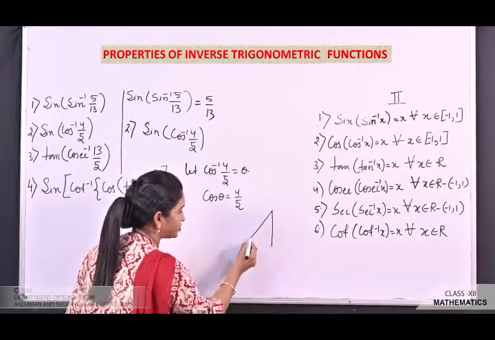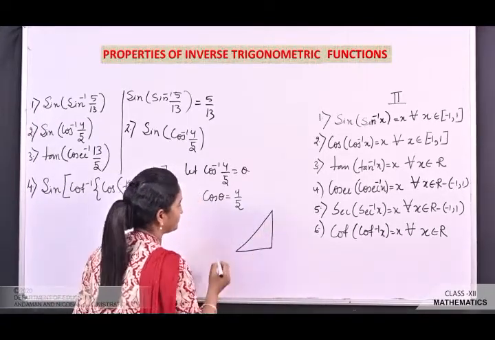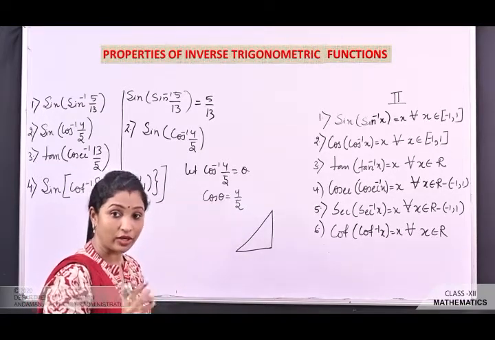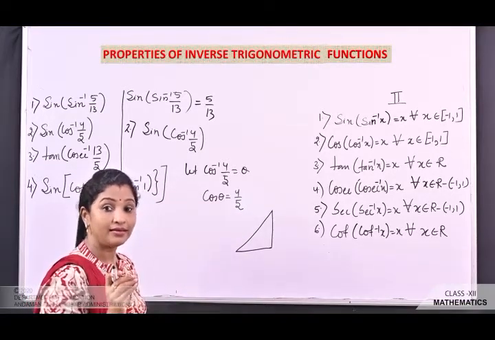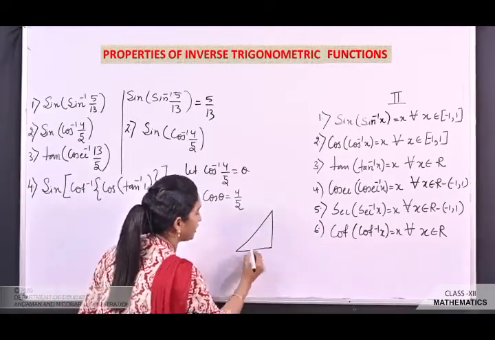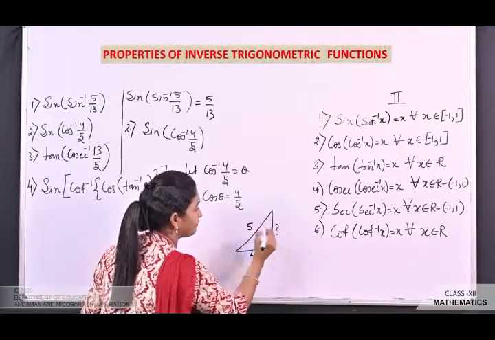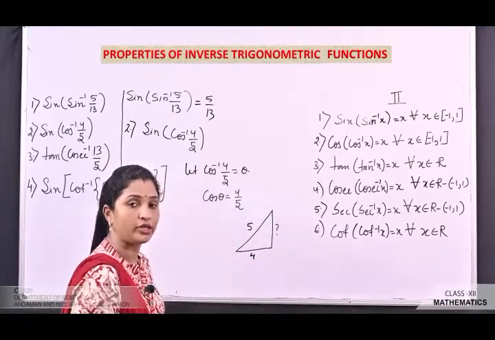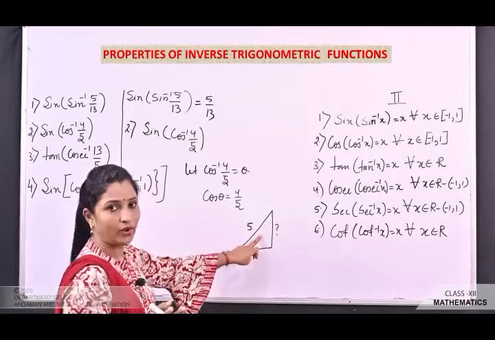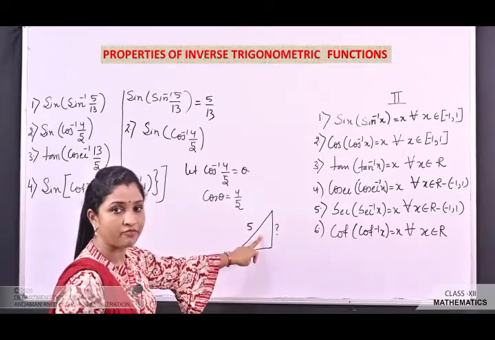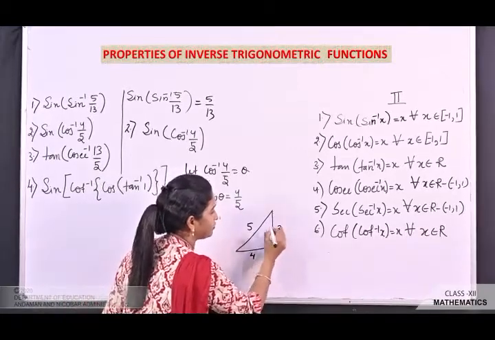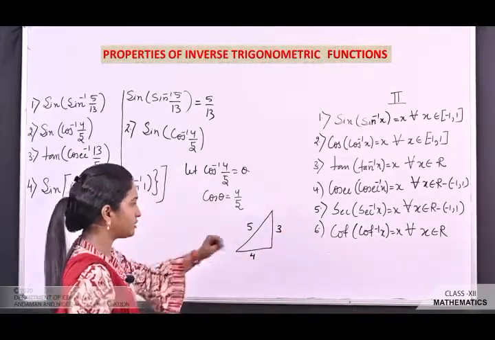If we take a triangle, what is cos theta? Tell me, what is the value of cos theta? Base by hypotenuse. Okay, so base by hypotenuse means what is the base here? This is 4, hypotenuse is 5. You have to find the value of this one. How are you going to find it? You can use Pythagoras theorem here. What is Pythagoras theorem? You all know hypotenuse square is equal to sum of the squares of the other two sides. So you will see that the value of this side will be 3. You will get 9, take the square root and it becomes 3.